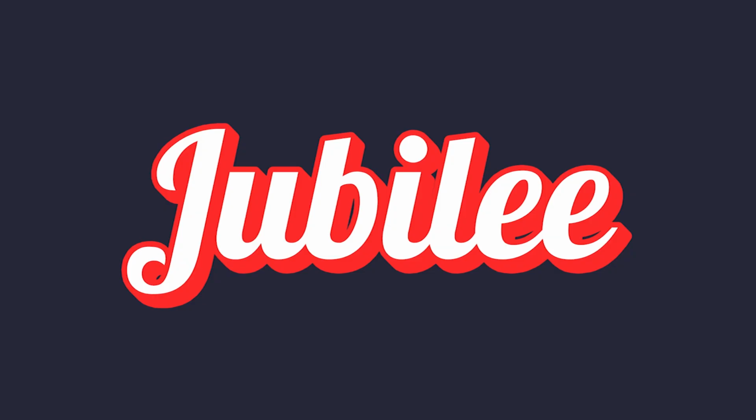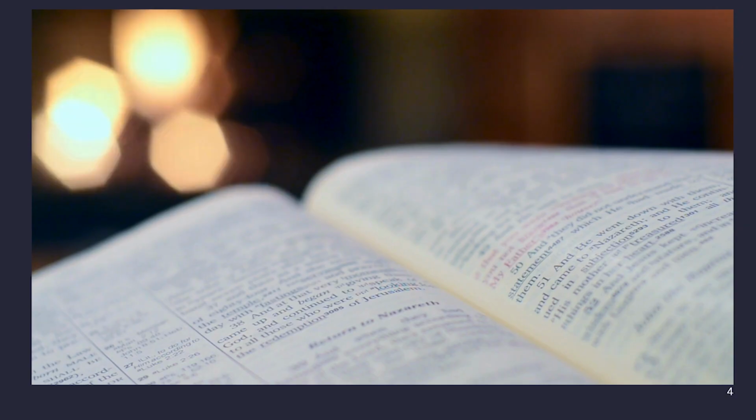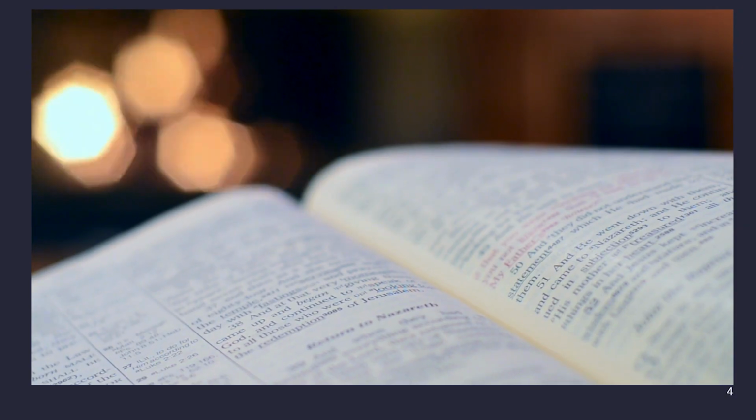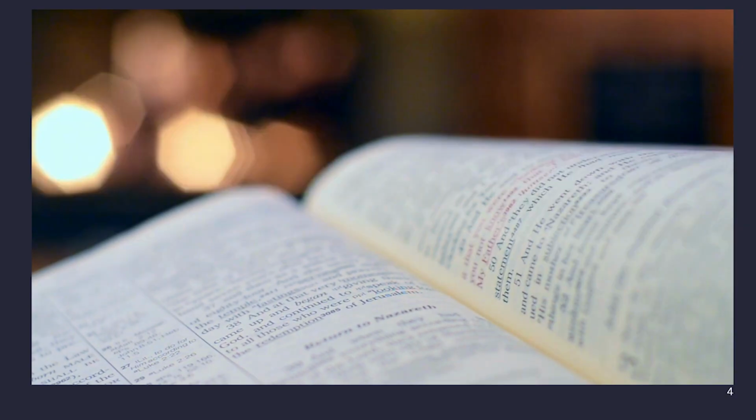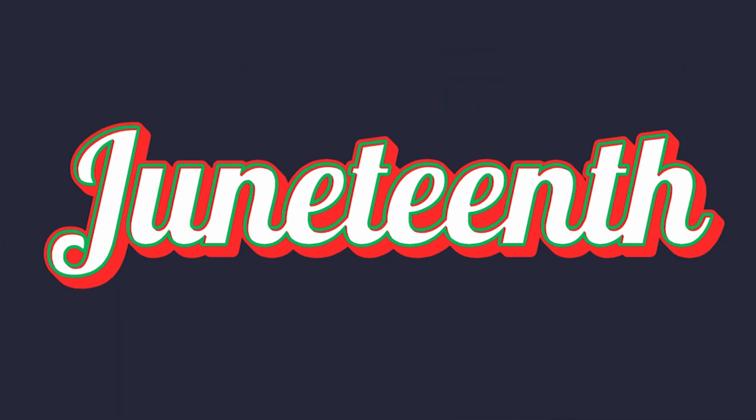Initially, the day of celebration was called the Jubilee, based on the biblical Jubilee when enslaved people were freed, debts were forgiven, and ancestral lands were returned to their original owners. However, Juneteenth was the name that stuck.